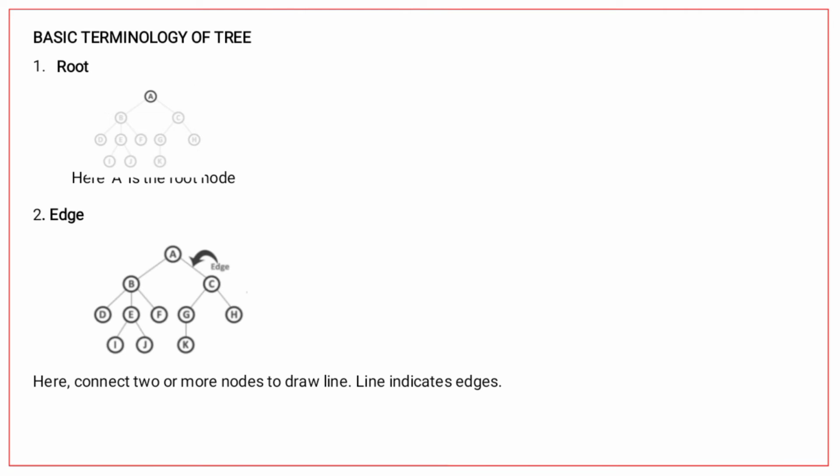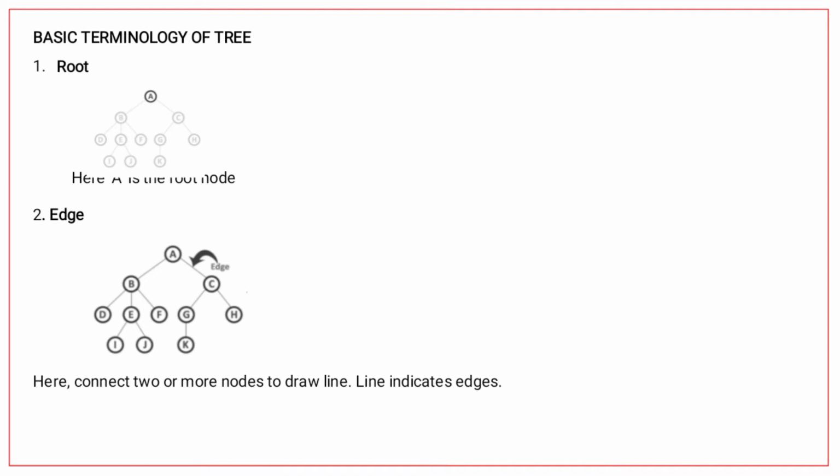Next is basic terminology of a tree. In a tree data structure, we use the following terminology. First, root. In a tree, the first node is called the root node. Every tree must have a root node. There must be only one root node. Here, A is the root node.